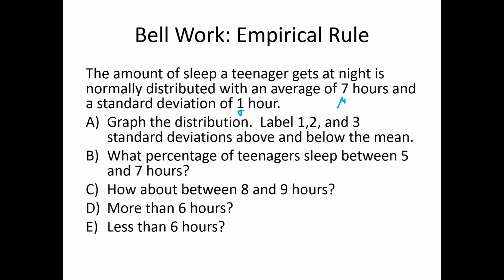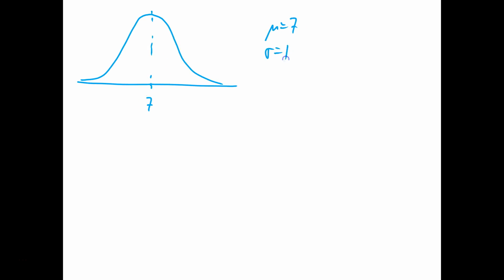First thing I'm going to do is create my distribution. I've got a blank page on the next page here. So I'm just going to make my normal distribution. It doesn't have to be perfect, something like this. And I'm going to put right in the middle our average, and that's 7 hours. Then we're told the standard deviation is 1 hour.